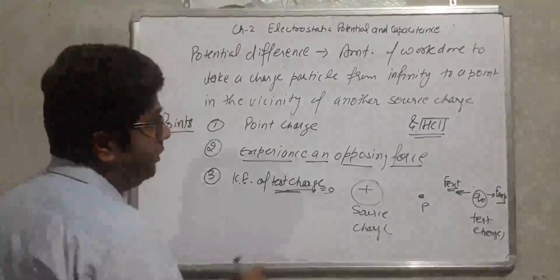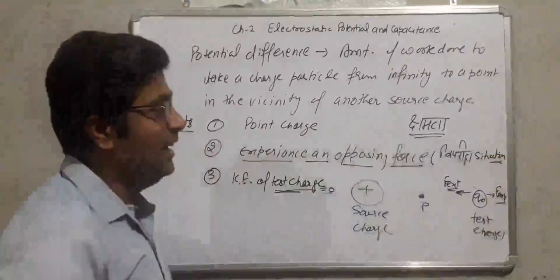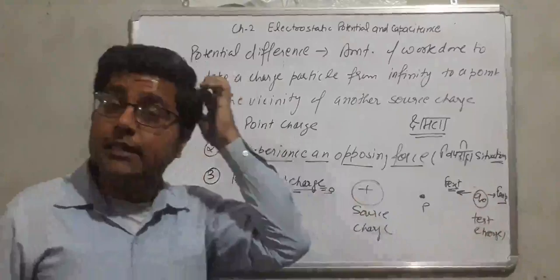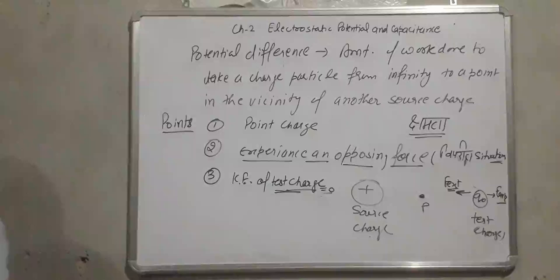Okay, you can also write it's vipreet prasthiti, opposite situation. It means still there is a repulsive force. These are the three important points. Still there is a repulsive force, but we are going to bring our charge particle by applying an external force. So that's why we get to know our ability. So due to this, we get to know our ability.